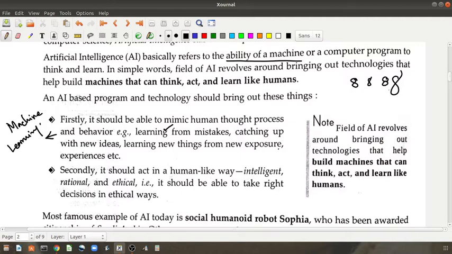See, and secondly, it should be intelligent, rational, and ethical. So like we learn from experience, the machine is also learning from experience. If you give 1 lakh input data, learning data, it has 1 lakh experiences, so it's learning from the experience. So we have the first social humanoid robot, Sophia.